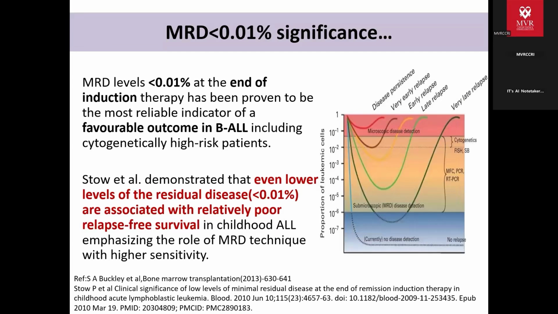We always say that in B-ALL, the MRD cutoff is 0.01%. Why have we put the cutoff at 0.01? This is because at the end of induction, it has been seen that when the MRD level is less than 0.01%, it has a favorable outcome. Does that mean that an MRD of 0.005 is a negative MRD? No, the disease is still there, residual disease is there. But as of now, according to guidelines, we are taking the cutoff as 0.01. There are studies which have shown that even lower levels of residual disease, less than 0.01, are associated with relatively poor relapse-free survival in childhood ALL.